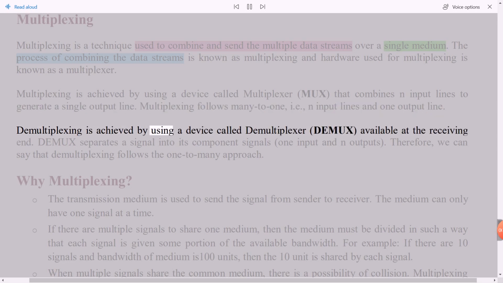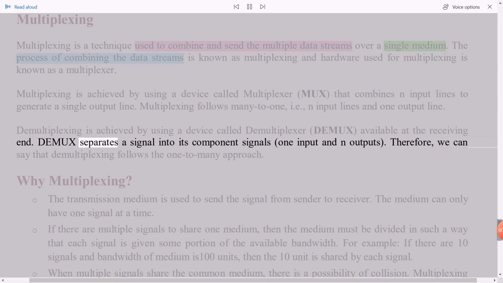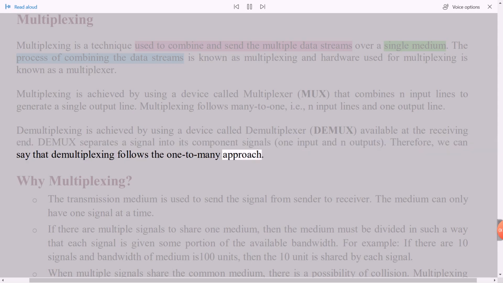Demultiplexing is achieved by using a device called a demultiplexer, DeMUX, available at the receiving end. DeMUX separates a signal into its component signals, one input and n outputs. Therefore, we can say that demultiplexing follows the one-to-many approach.